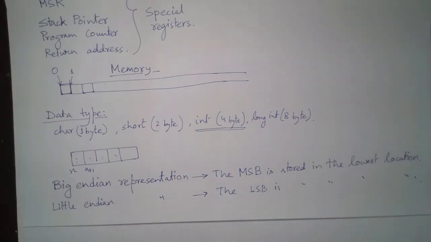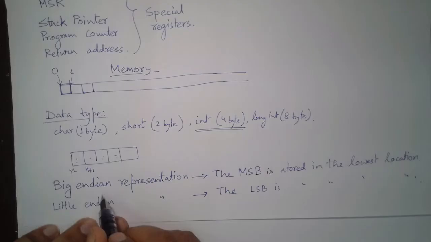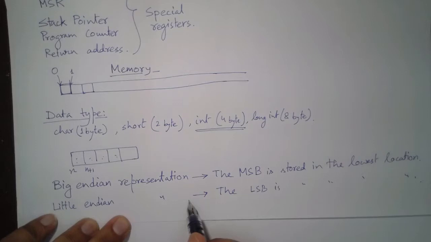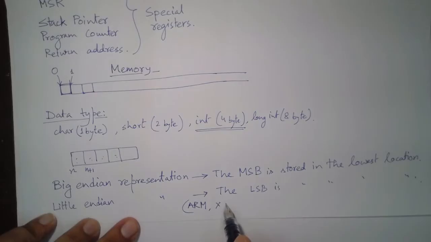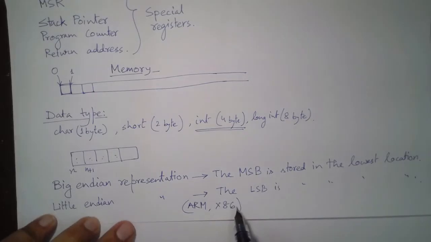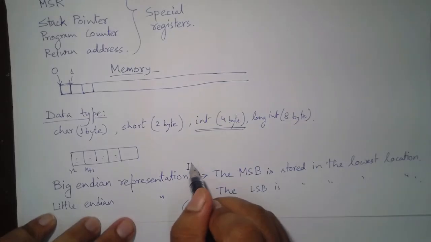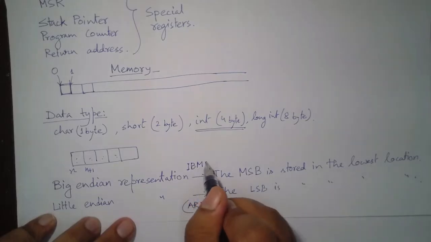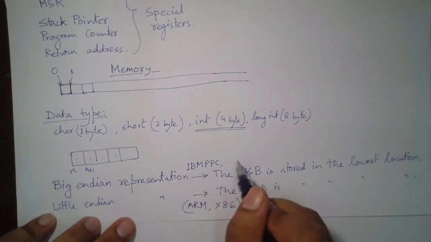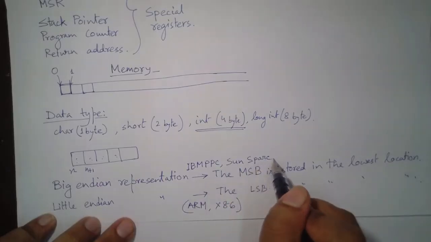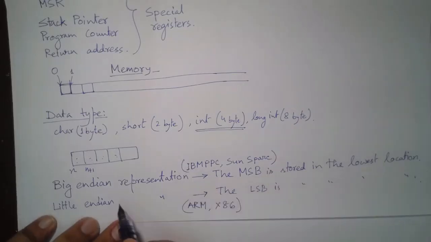Now, what are the examples? In case of little endian, your ARM, then x86, these ISAs follow the little endian representation, whereas if you look at IBM PowerPC, then SPARC, Sun SPARC, these use the big endian representation.